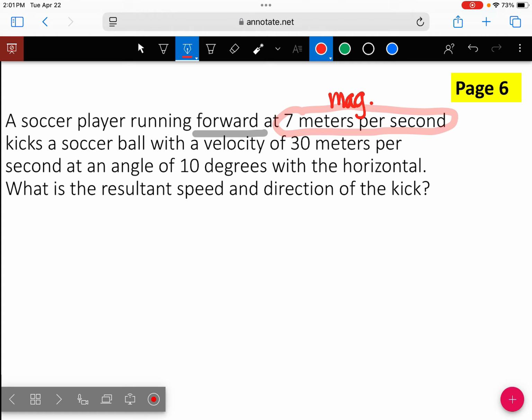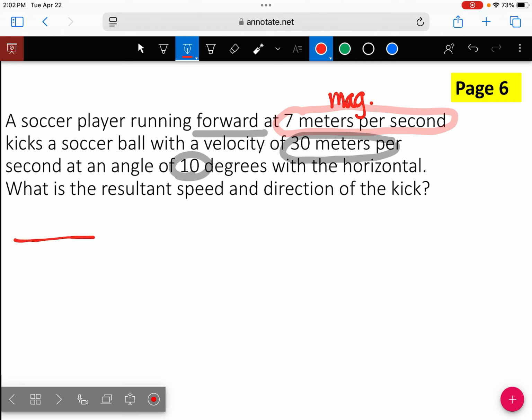And then he kicks a ball. The ball has a velocity of 30 meters per second. So that's the magnitude of the ball. And that ball is going at an angle of 10 degrees. So we have two things working together.